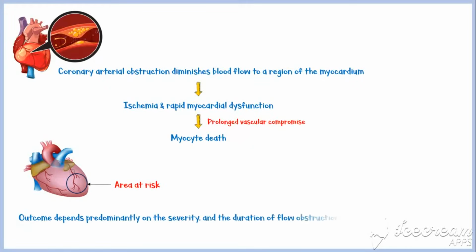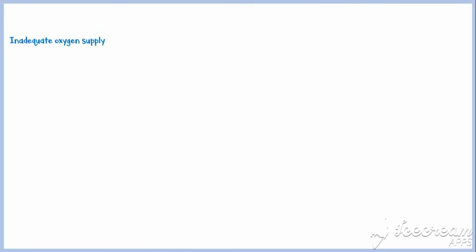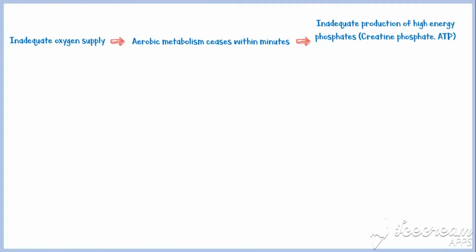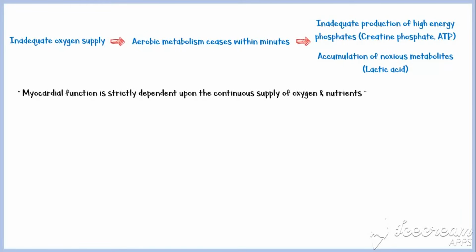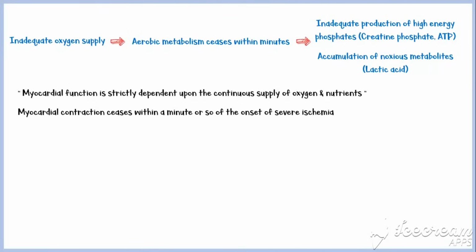The outcome of coronary artery obstruction predominantly depends on the severity and the duration of flow obstruction. With inadequate oxygen supply, aerobic metabolism ceases within minutes, leading to inadequate production of high-energy phosphates, such as creatine phosphate and ATP, which are essentially required for myocardial contraction, and accumulation of noxious metabolites such as lactic acid as a consequence of increased anaerobic metabolism. As myocardial function strictly depends upon continuous oxygen and nutrient supply, myocardial contraction ceases within a minute or so of the onset of severe ischemia.